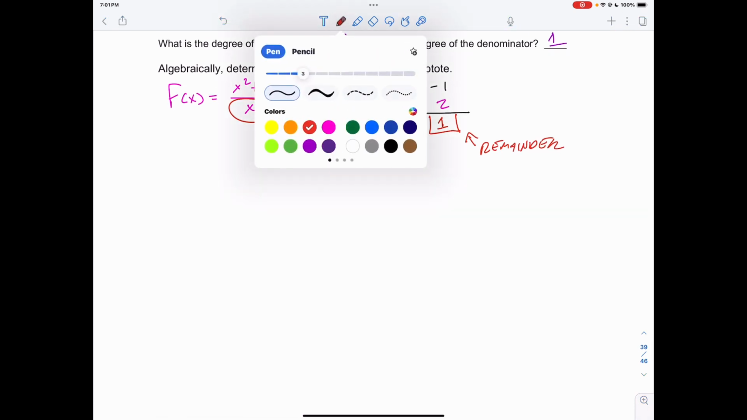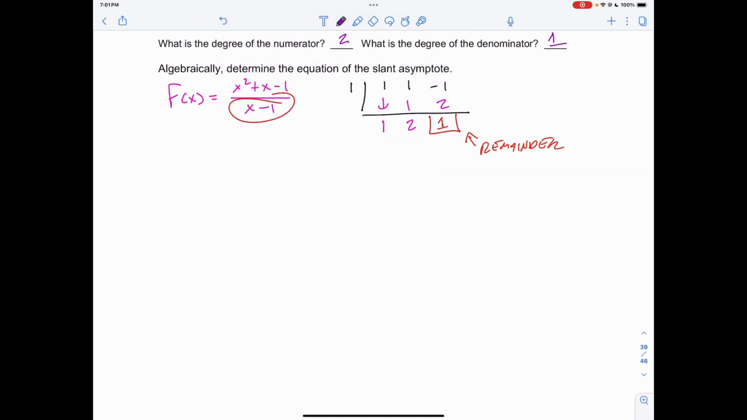Which means that I can rewrite f of x as f of x is equal to x plus 2, what I divided out, plus the remainder of 1 over what I was dividing it by, x minus 1.